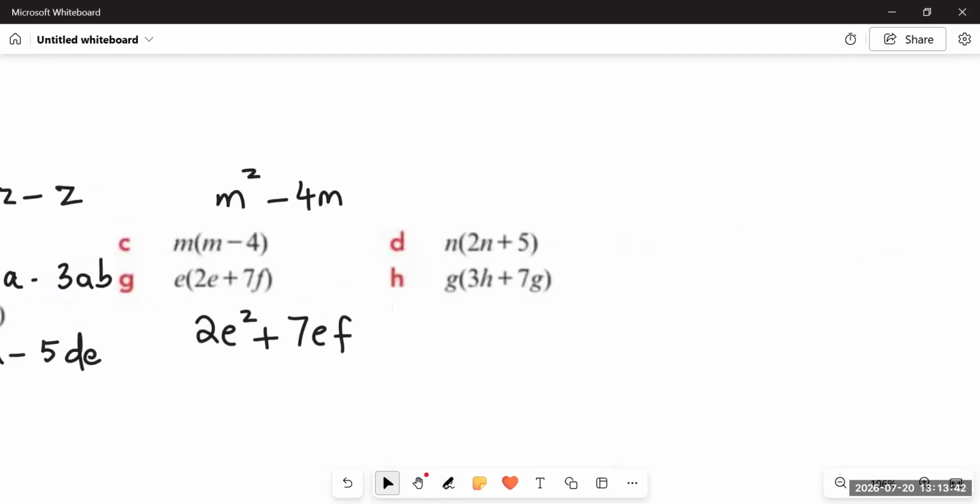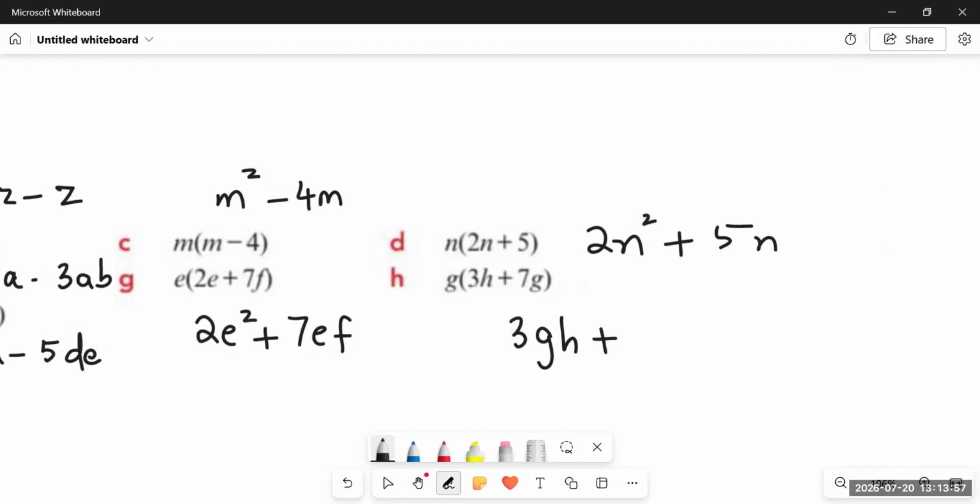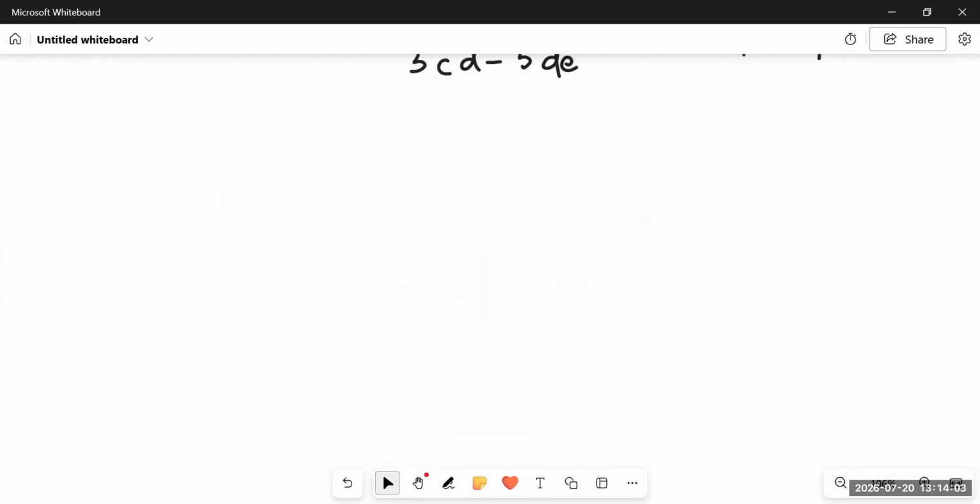variables together. Then we have n multiplied by 2n is 1 multiplied by 2 is 2, n multiplied by n is n square. Then we have plus 5 multiplied by n, 5n. Then we have g multiplied by 3h is 3gh plus g multiplied by g is g square. 1 multiplied by 7 is 7. So it's 7g square. Okay.